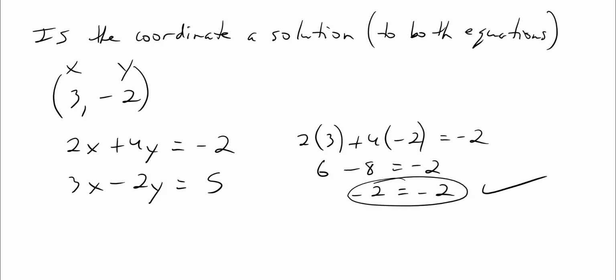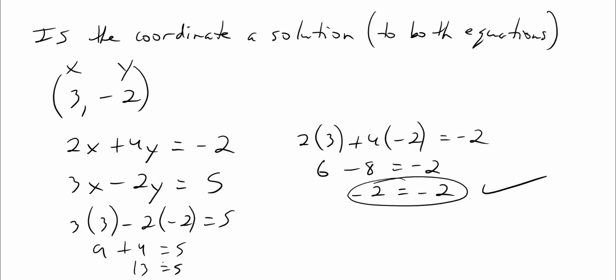So that works. And then I'm going to plug that (3, -2) into the second one. Just because it works in the first one doesn't mean it's going to work in the second one. If it does, then we're good to go. If it doesn't, then it's not a solution to both. Okay, so let's plug it in. 3 times 3 minus 2 times -2 equals 5. So we get 9 + 4 equals 5. So 13 equals 5, which it doesn't.